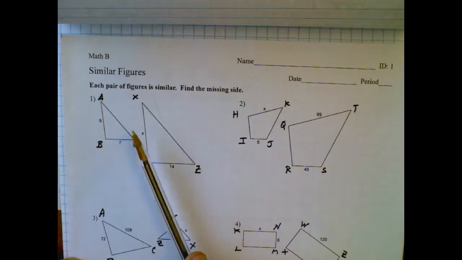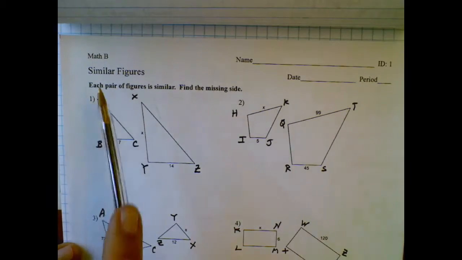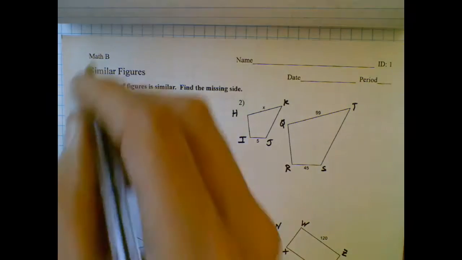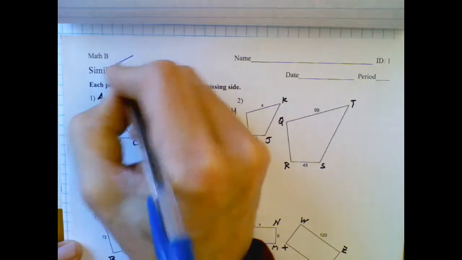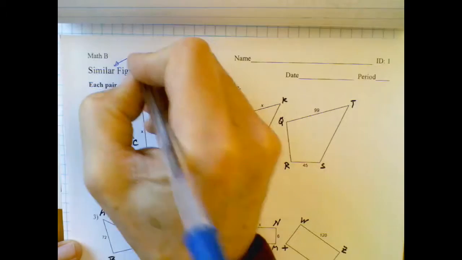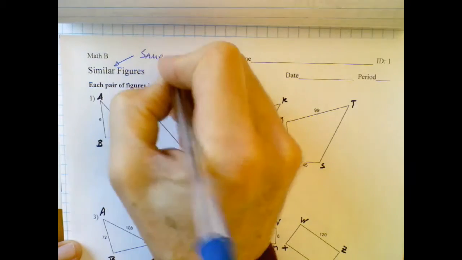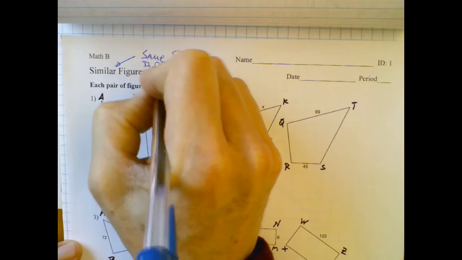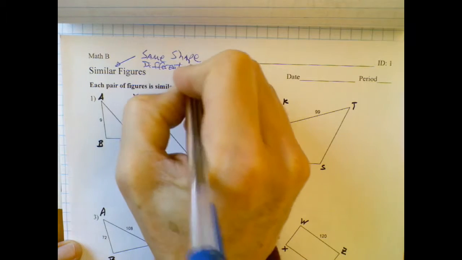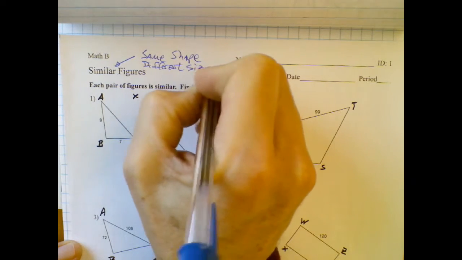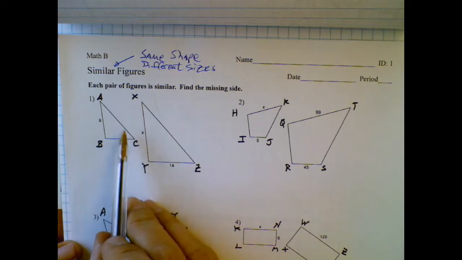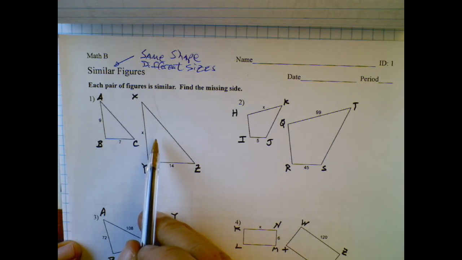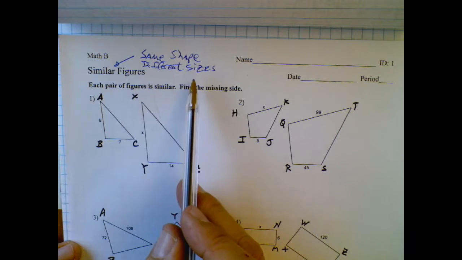Okay, here we are. And the topic at the moment is similar figures. Just by definition, let's get a word. When they say similar, they mean same shape, different sizes. So here's two shapes. They look the same. They're definitely not the same size, but the question is, are they similar? So it has to be the same shape, different sizes.